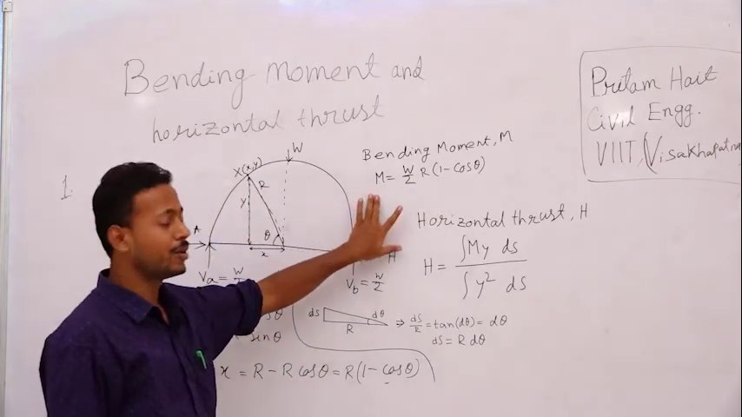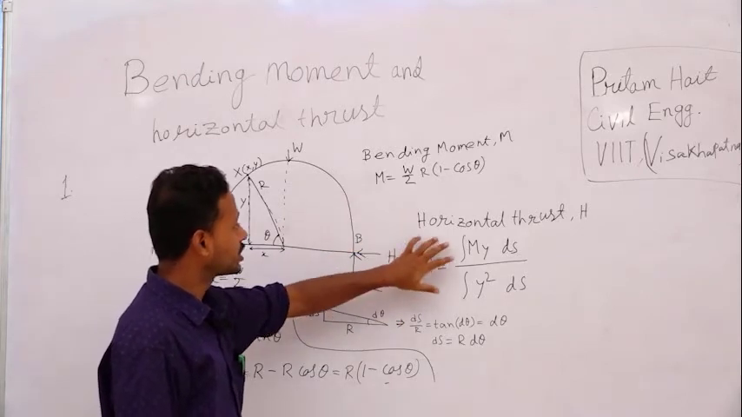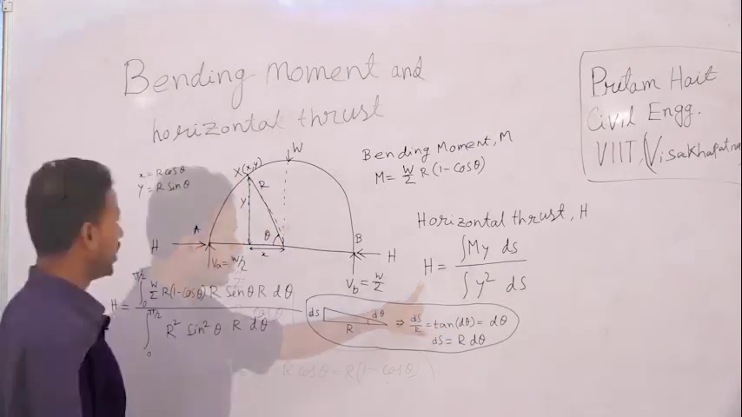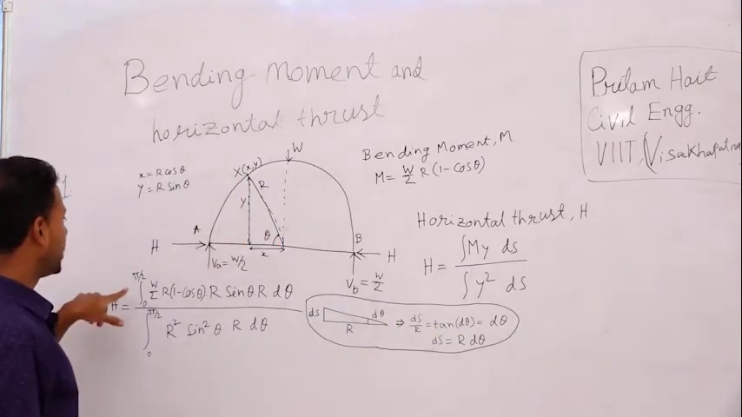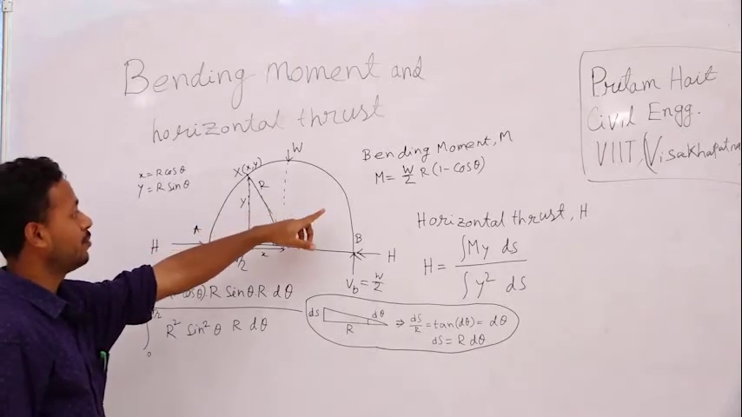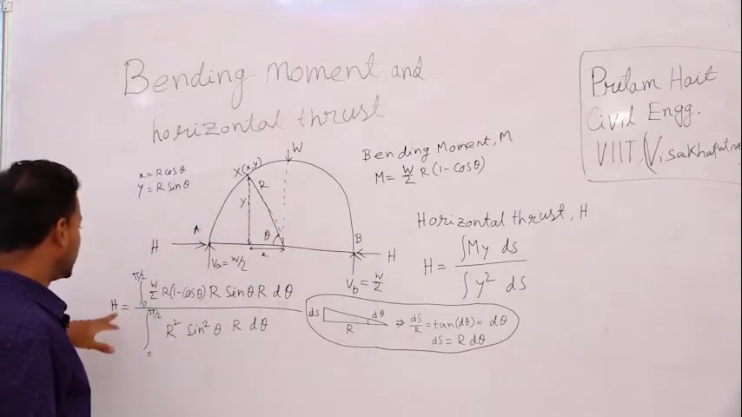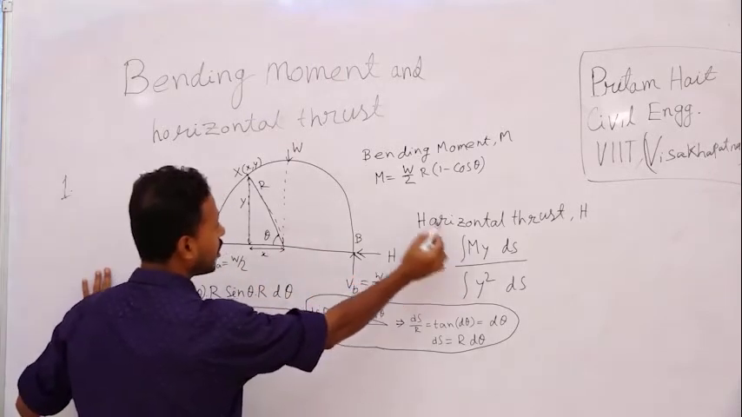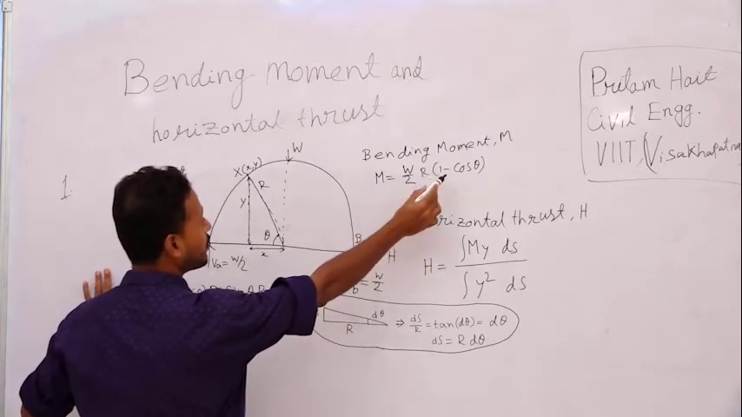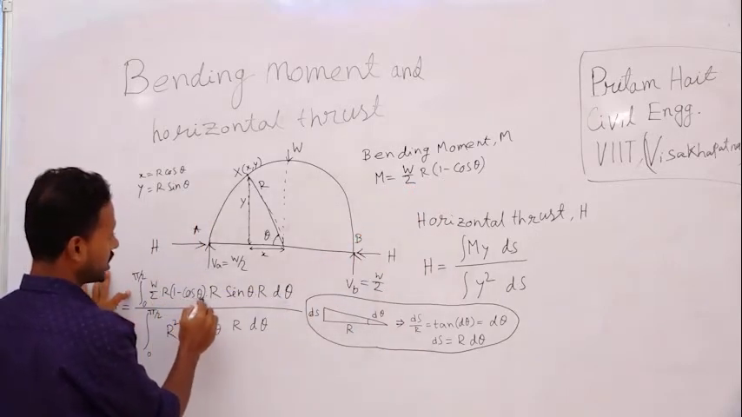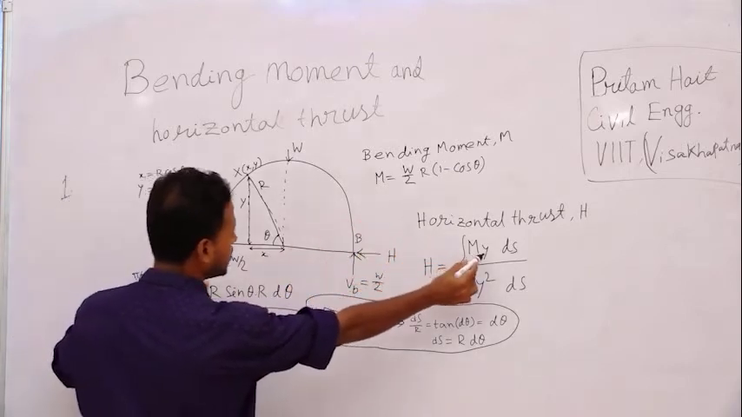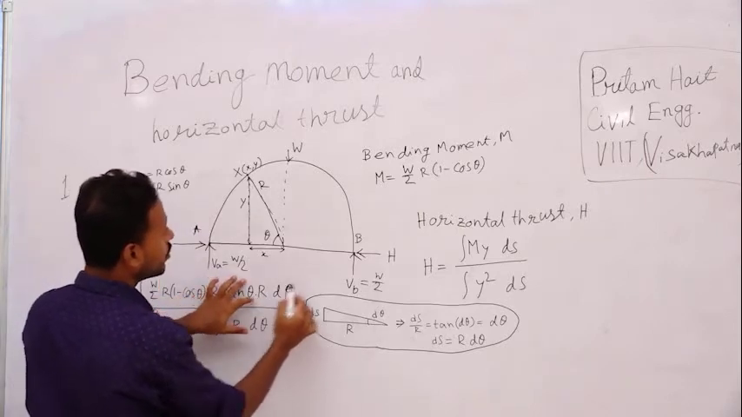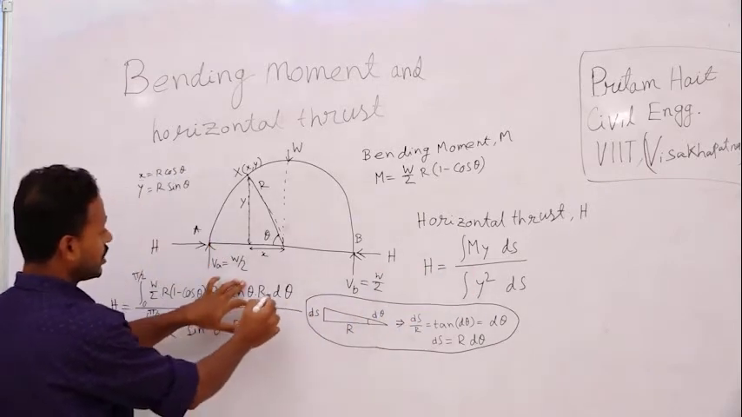Now I have the bending moment, so I will put that expression in this equation and I will get the horizontal thrust. Here the M value is W by 2 r into 1 minus cos theta, into y, where y is r sin theta. So I wrote r sin theta, and for ds I wrote r d theta.